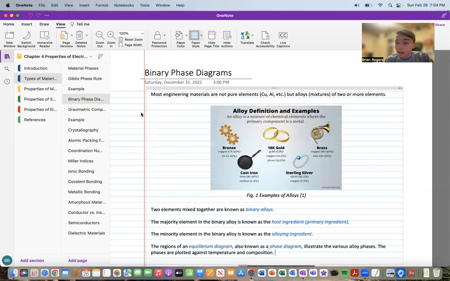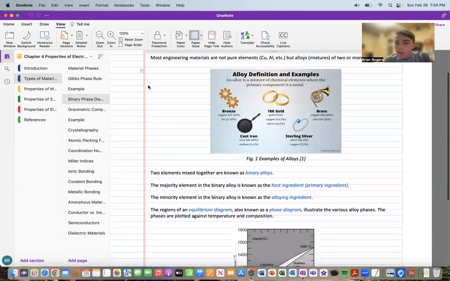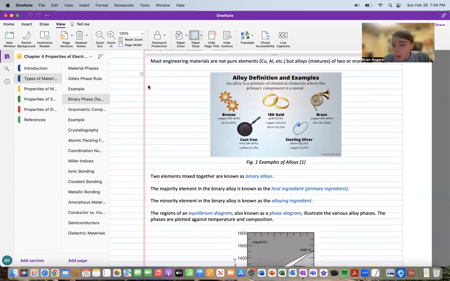Now that we covered the basics of the Gibbs phase rule, we're going to look at binary phase diagrams here. And so for the binary phase diagrams, what we're going to notice is that when you're working with elements, they're not pure, meaning that there's not just one element within a substance that you might be wearing, such as a ring. Say, if you have a gold ring, it might be a mixture of elements, actually. It's not just gold. The instrument you're playing.